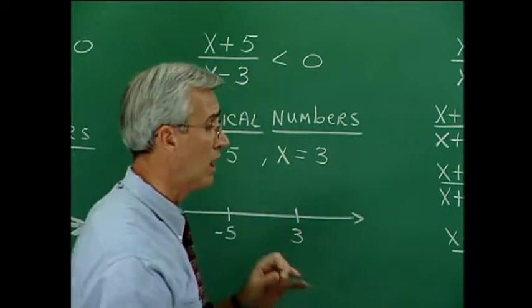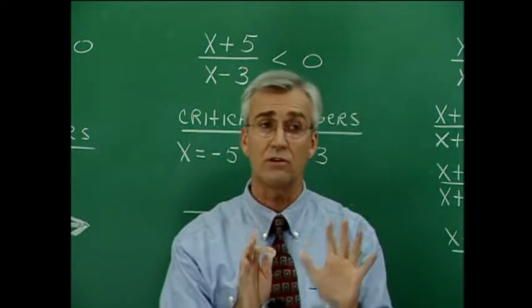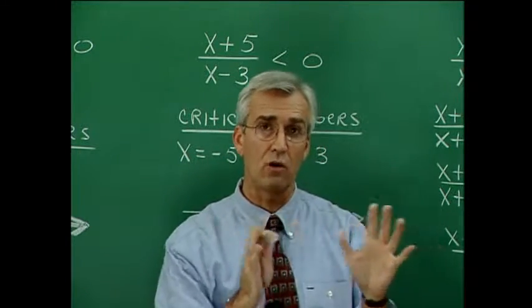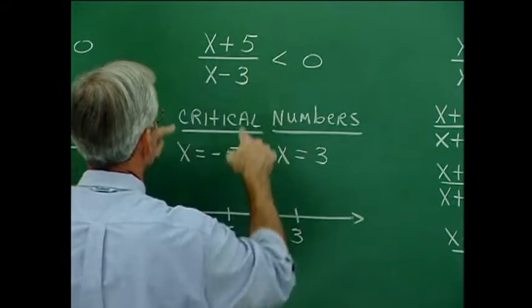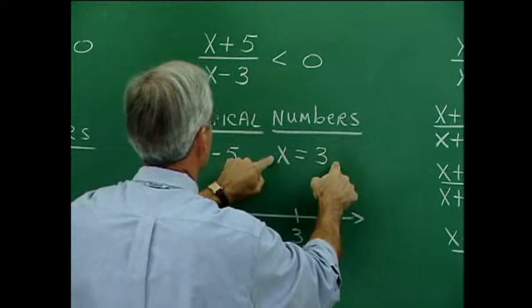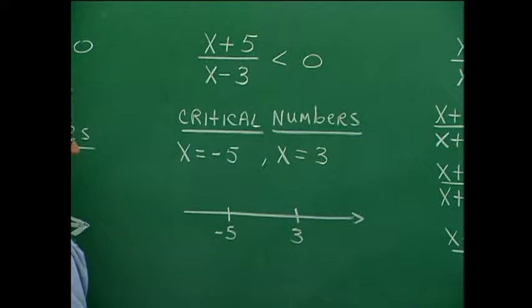Hence the importance now in problems like this. This is a really simple one, but as they get more complicated, it's important to identify all of the factors in the numerator and the denominator. Okay, here, critical numbers are the 0 of the numerator, which is -5, and the 0 of the denominator, which is 3. Now, -5, 3. Now we have our intervals set up, and we just investigate in each interval.